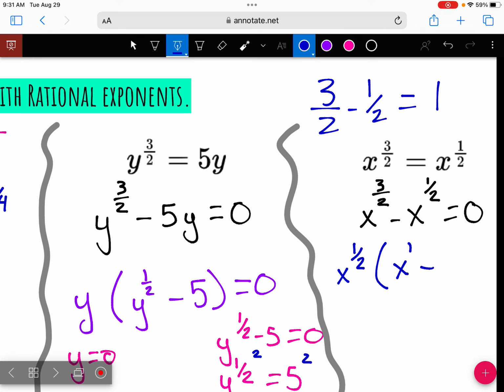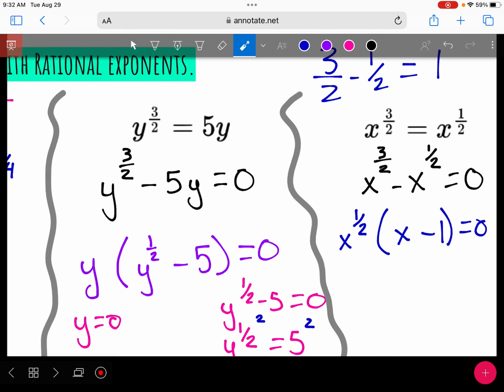not x, just 1. When in doubt, redistribute it and make sure you get your original statement back. If I distribute x to the 1/2 times x, we'll get x to the 3/2. If I do x to the 1/2 times minus 1, you get minus x to the 1/2. So if you're not sure if you did it right, redistribute it.